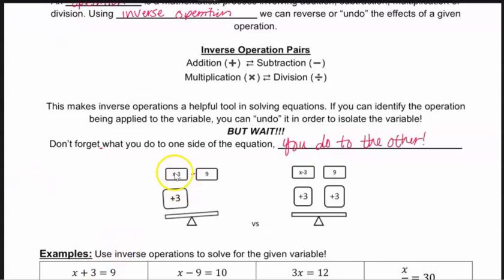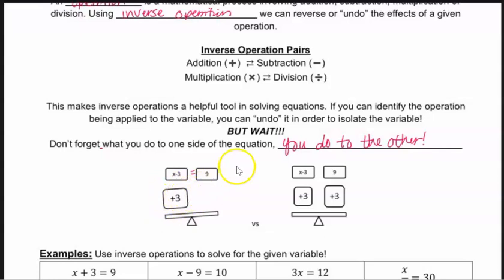So an example here is if I have this problem here, and let's assume that I have a problem that tells me x minus 3 equals 9. Well, I can see the operation being applied to x is subtract 3. So I can say, okay, well, subtraction, my inverse operation is addition. So I'm going to cancel out this minus 3 with a plus 3.